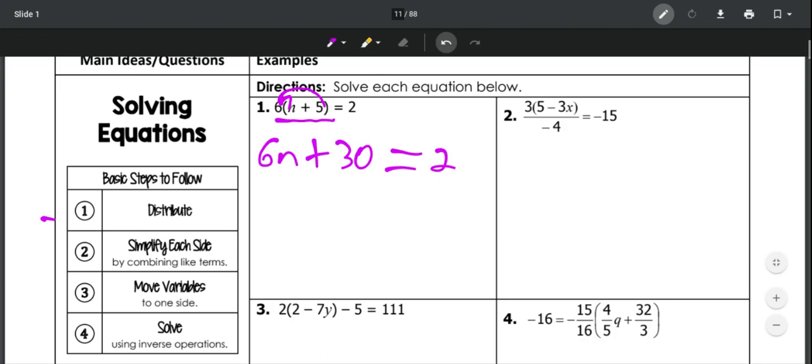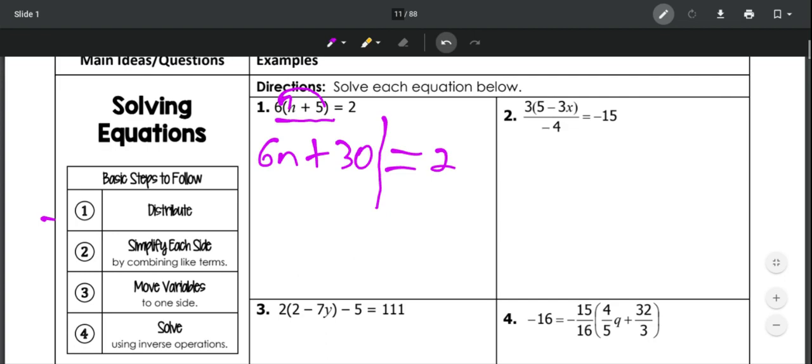Our second step is to simplify each side by combining like terms. Now, this is how I like to split up my sides. I like to draw a little line on either the left or the right of the equal sign, so that I know what it means when it says simplify each side. This is what it means. We have a left side, which is 6n plus 30. Then we have a right side, which is 2.